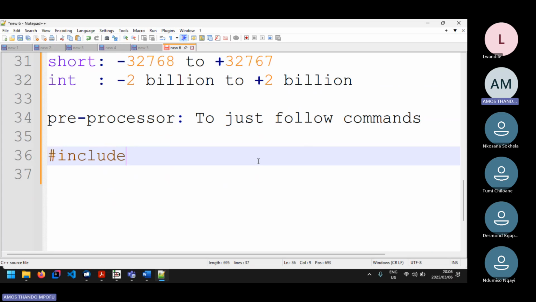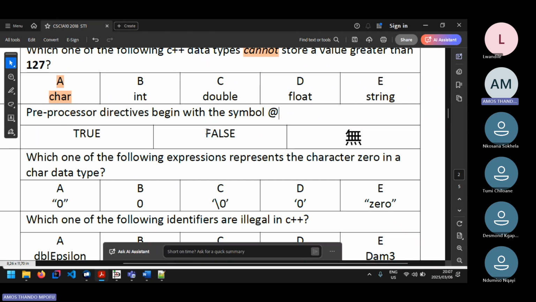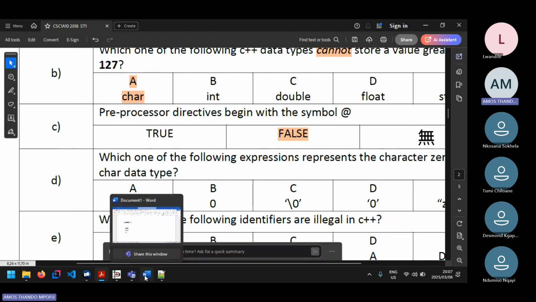So let's say you have iostream. It's going to go and look for this file with this name. You see here, this file over here. It's going to go look for it because you gave it a command to include it. So you see how this is how preprocessors begin. They begin with the hash. So the answer for this is false, right? So you just write false. So C is going to be false.